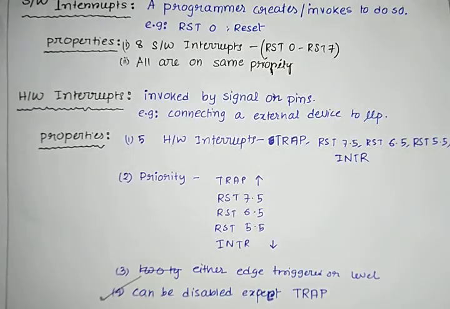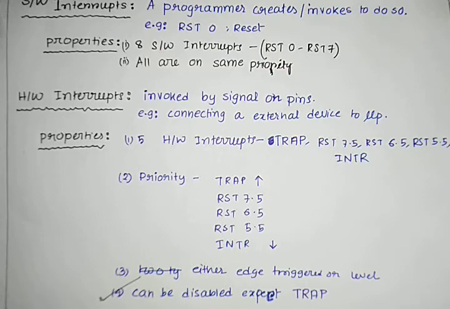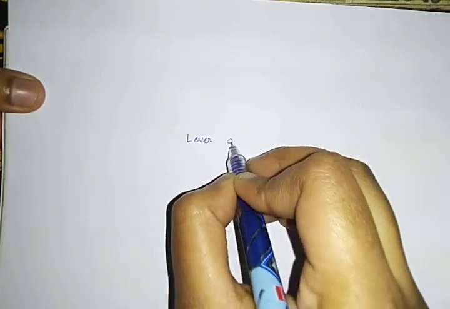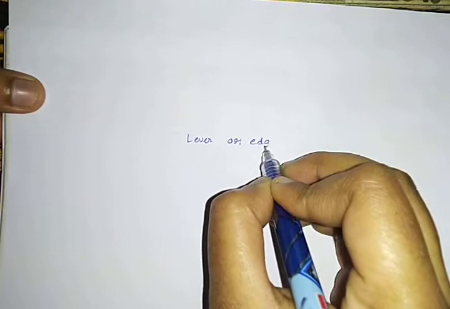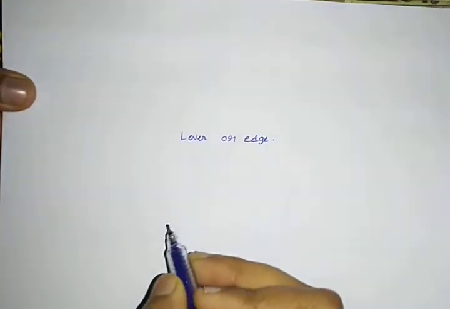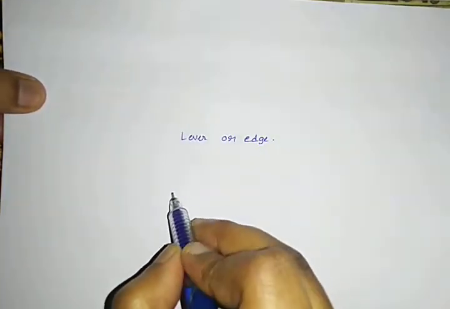Okay, so from these properties you can distinguish the difference between these two. This is an important question that may come in the exam. Okay, so this was for software interrupts and hardware interrupts. So I've used a term called level triggered or edge triggered, right? This happens only in signals.